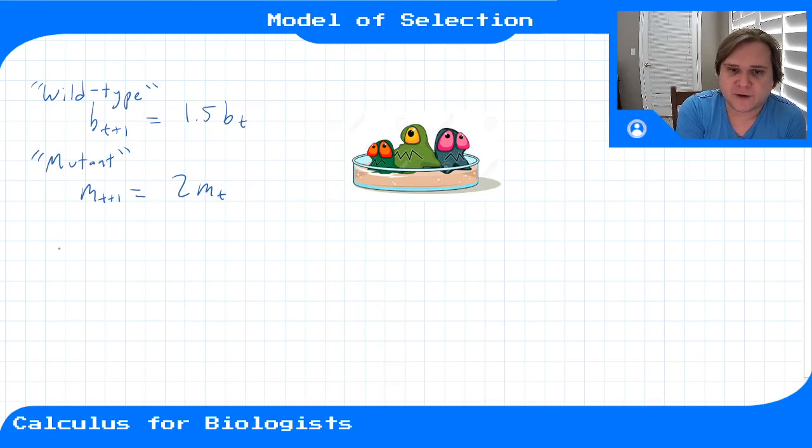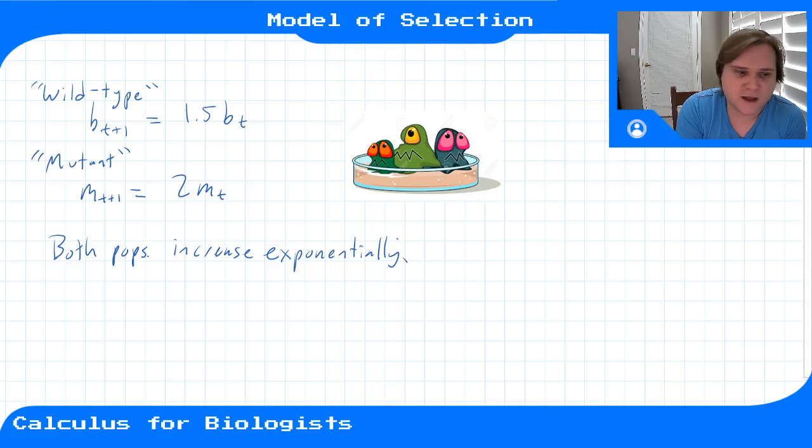And both of these populations are increasing exponentially according to this model. But the mutant population is growing faster.